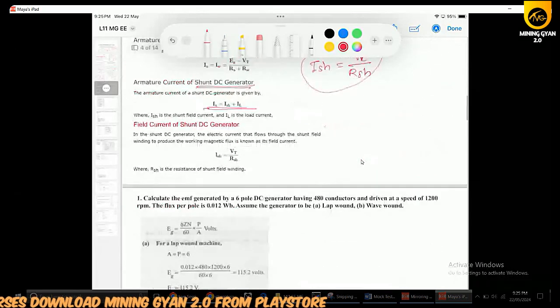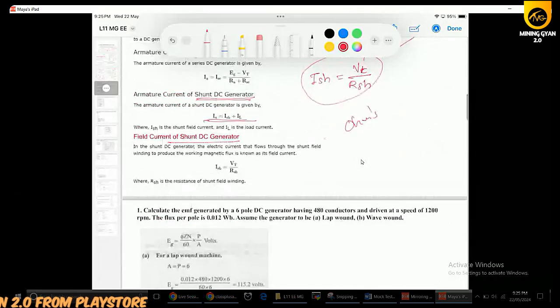Likewise, you can go for the shunt DC generator also. Just you need to apply Ohm's law, KCL and KVL. That's it. Remember this thing.